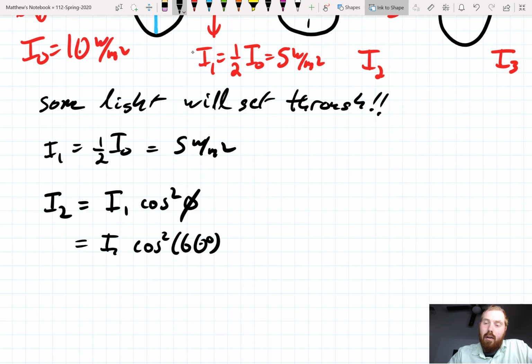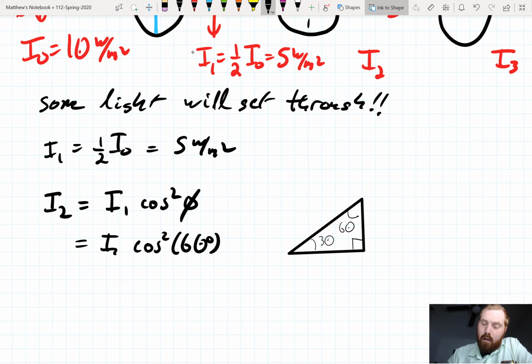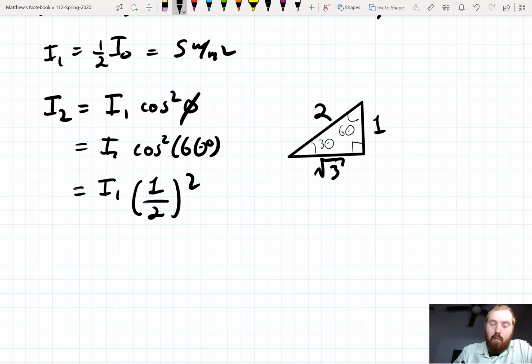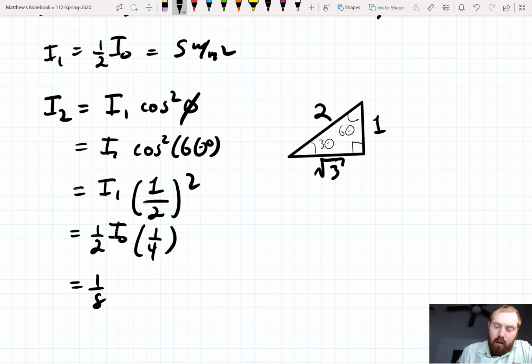Now, if you don't remember your right triangles, here's my 30, 60, 90 triangle. It has side lengths of square root 3, 1, hold on, this doesn't make sense. 60 degrees should be longer. Okay, we're good. There's my right triangle. So, don't need no stinking calculator. Here's I1 times the squared cosine of 60 degrees. Well, that's going to be 1 over 2 squared, which is just equal to 1/2 I0 times 1/4, or 1/8 I0.